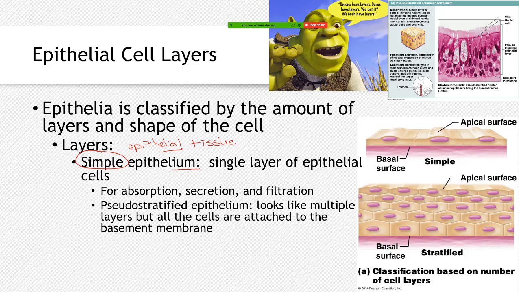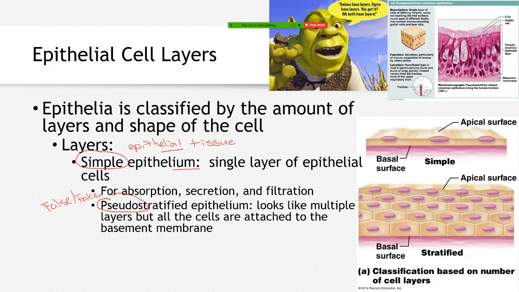All right. There is a special type of simple epithelial tissue. It's called pseudostratified epithelium. And I don't know if you know what pseudo means. Anybody know what pseudo means? Yeah, false, right? False or fake. It means that it looks like it's stratified, but in reality, it's just one layer.